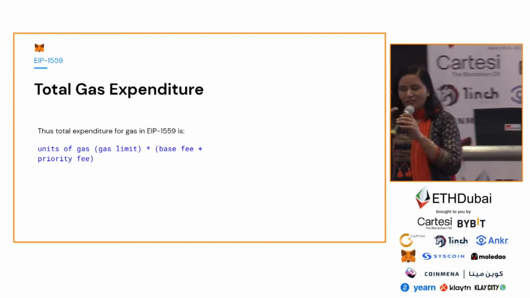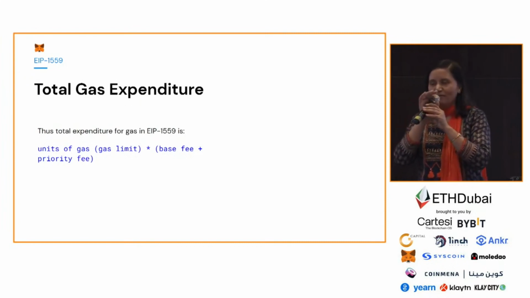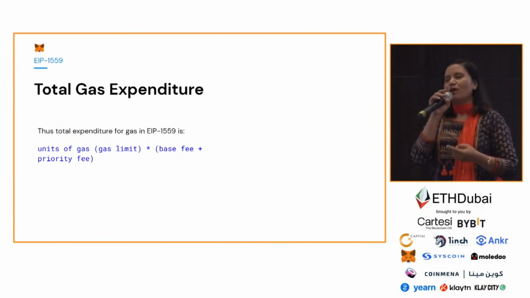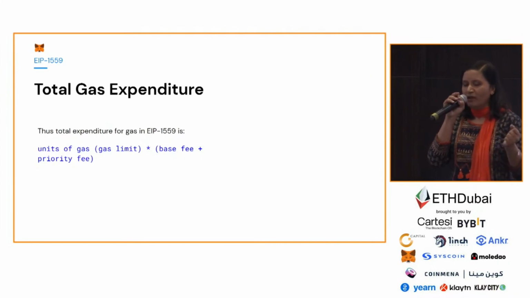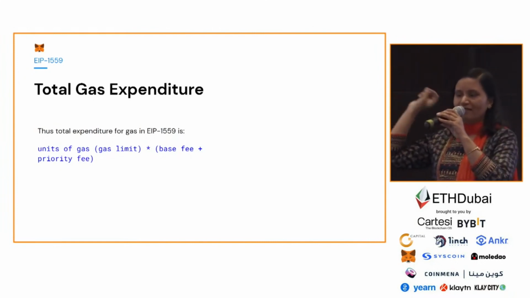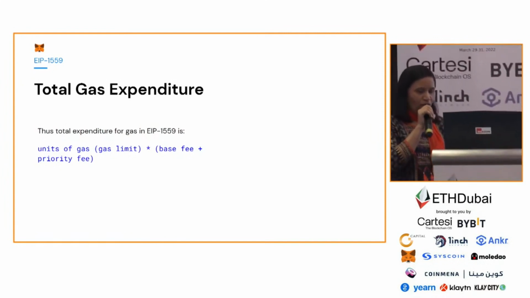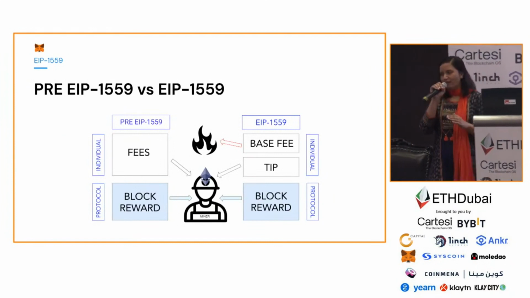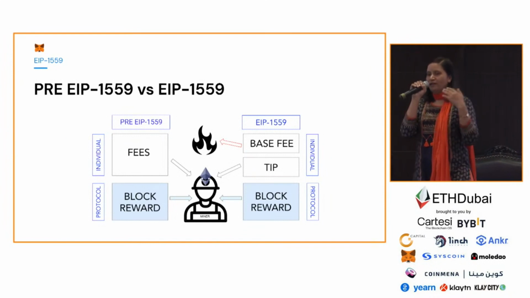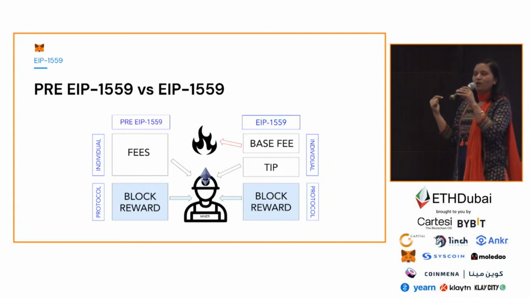So now, priority fee is a bit similar to gas price pre-1559, but 1559 has introduced one more variable, which is base fee, and it has improvised the overall gas pricing mechanism. So now gas pricing for your transaction will be unit of gas, again represented as gas limit on the UI, into base fee plus priority fee. So if you look at the pre-1559 scenario with auction-based mechanism, there was a fee which was going completely to the miner. Now in EIP 1559, we have base fee, which is burnt out, and we have miner's tip, which goes to the miner.